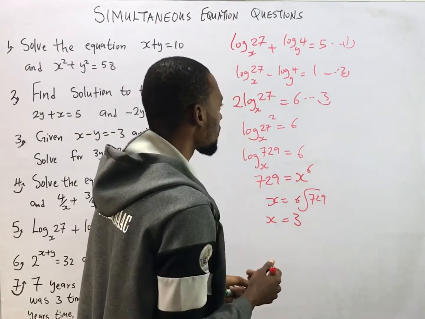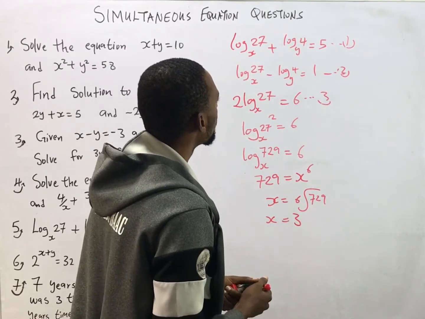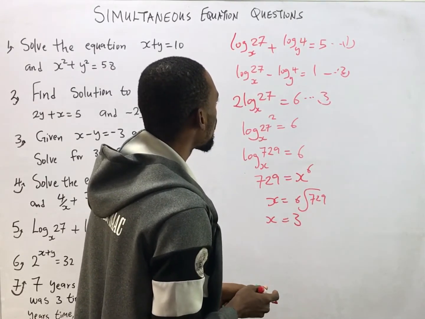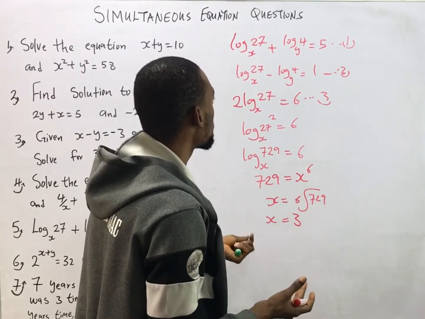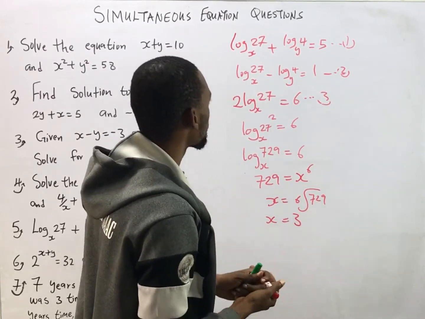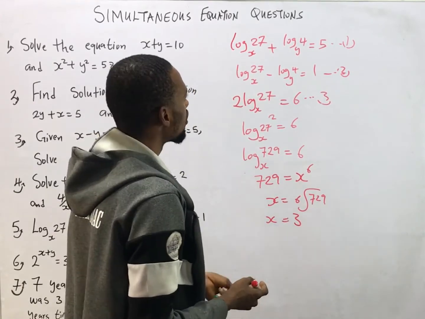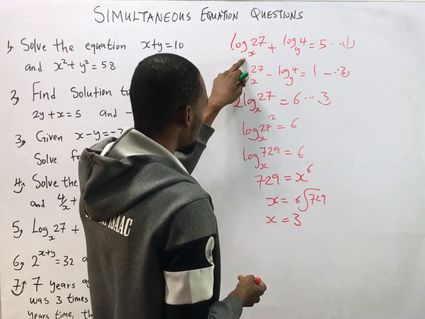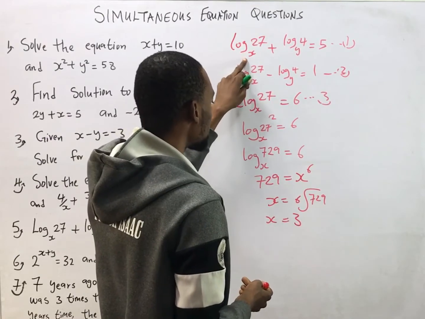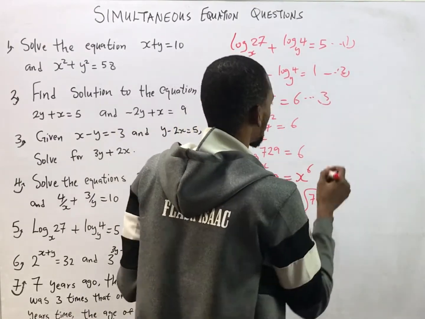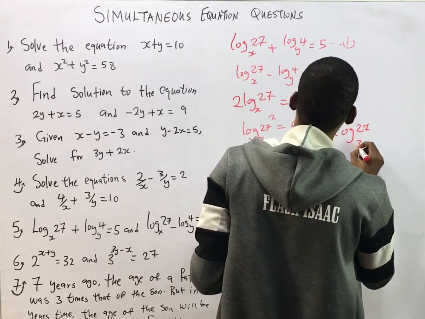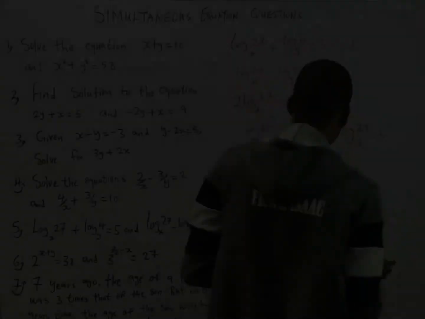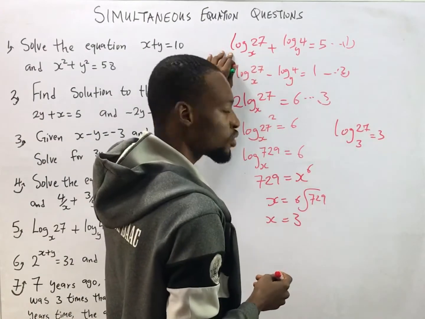s equals 3. Now, to get y, what we simply do is subtract the equations. That is the simplest thing to do here. Either we subtract the equations, or you can put the value of s here. If we put the value of s here, log 27 with base 3 would give you 3. Meaning we are substituting the value of s now into equation 1.